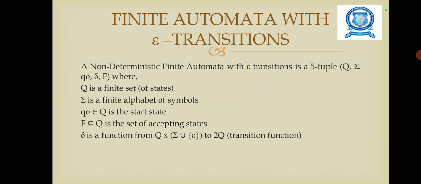Next, we are going to see finite automata with epsilon transitions, that is, epsilon NFA for short. Here also, a non-deterministic finite automaton with epsilon transitions is a 5-tuple (Q, sigma, delta, q0, F). Here Q is the finite set of states. Sigma is a finite alphabet of symbols. q0, belonging to Q, is the start state. F, a subset of Q, is the set of accepting states. Here delta is the transition function.